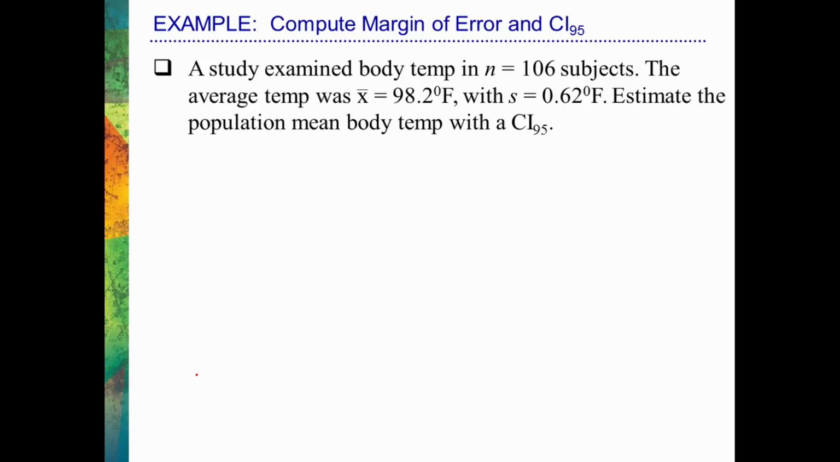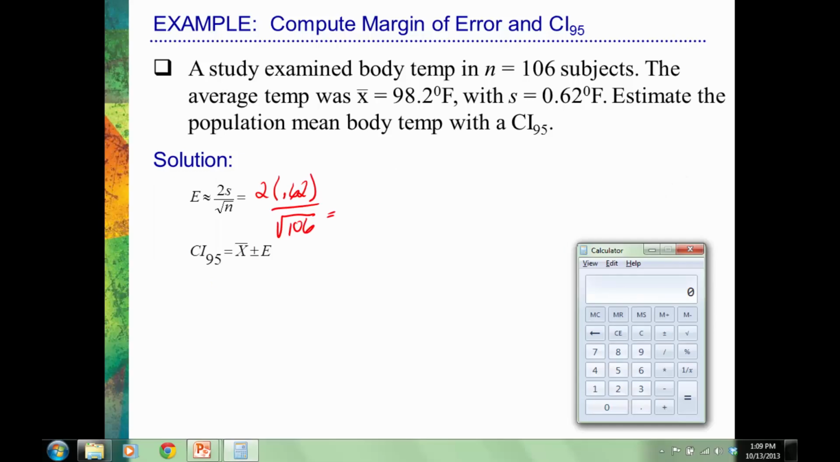So let's just go through what we've learned, and we'll see how this all fits in. So first, if we're going to compute a confidence interval, we have to compute the margin of error. And then once we compute the margin of error, we're going to stick it in to compute our confidence interval. So we're going to start right here. We're going to take 2 times the standard deviation, which is equal to 0.62. So 2 times 0.62. And then we need to divide by the square root of our sample size, which in this case is 106. So let's focus on the numerator. We'll take 2 times 0.62. 2 multiplied by 0.62 equals 1.24.